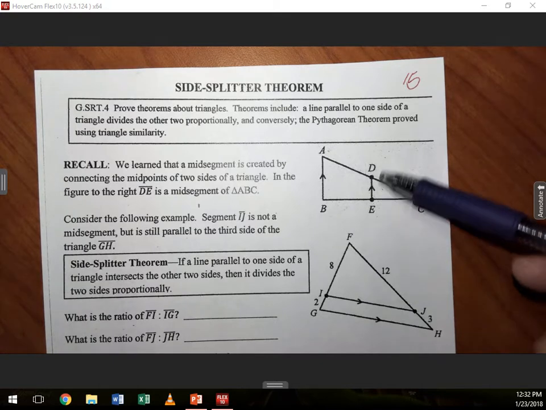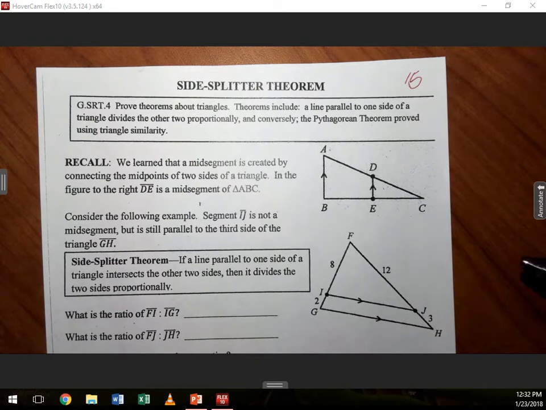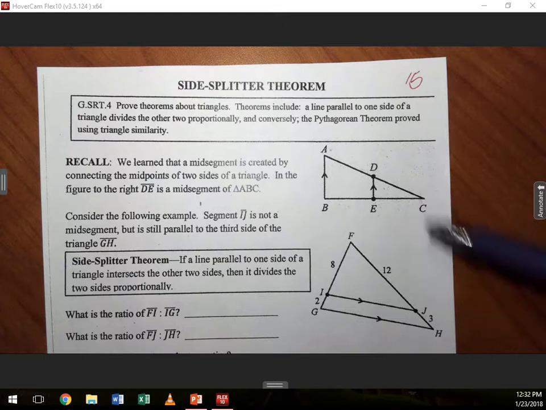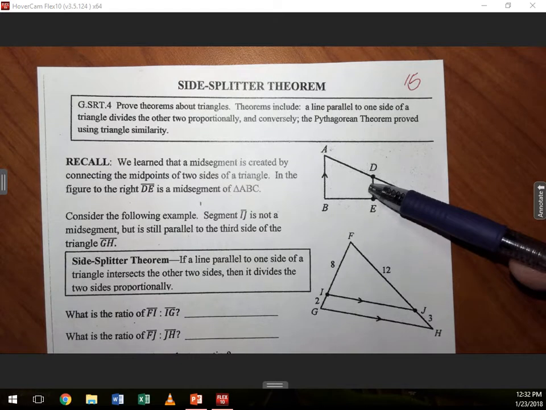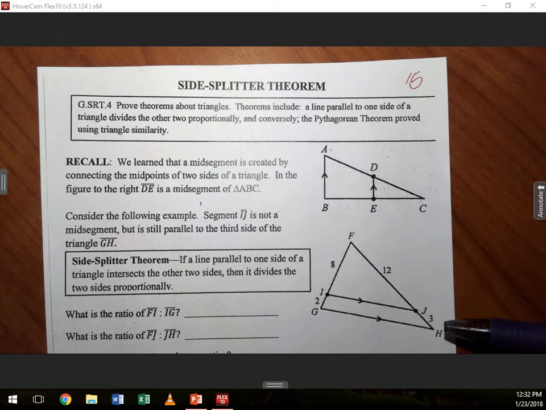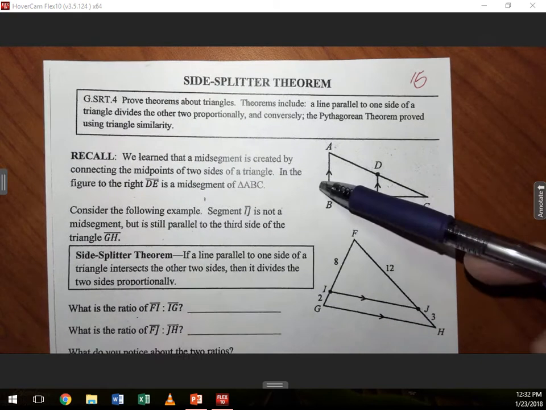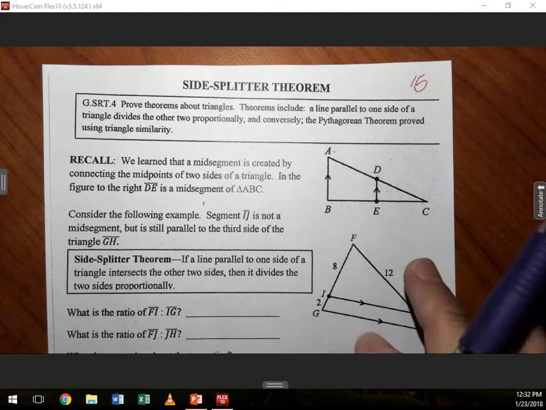Now, if this is the mid-segment, what do I know about these two pieces? They are parallel. Very good. They're parallel. What else do I know about the sizes? DE is going to be half of AB. Okay? That is for the mid-segment. Parallel, and this is half of this. Okay? I need to know that.